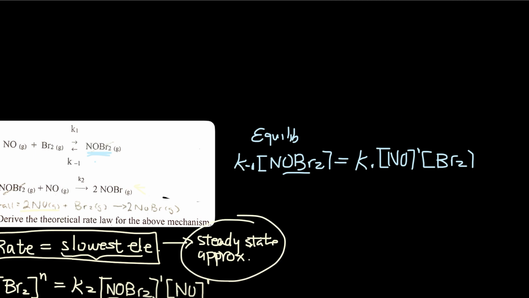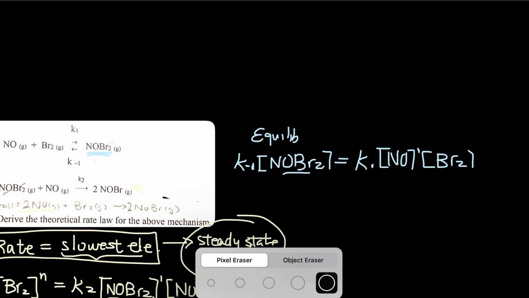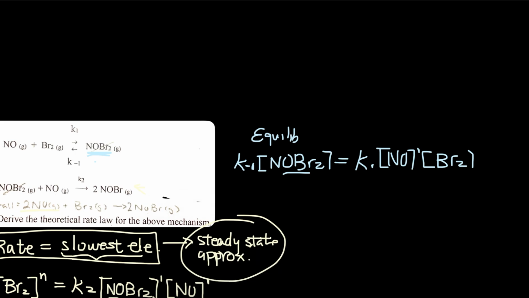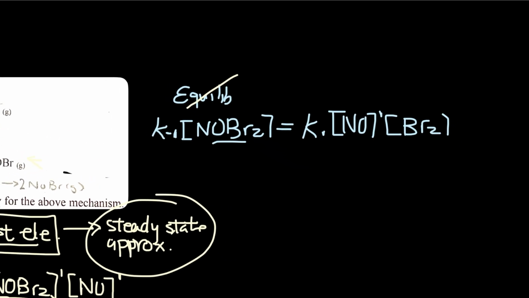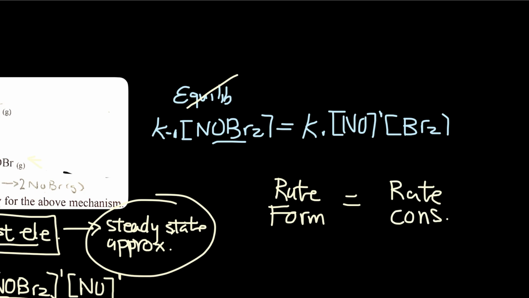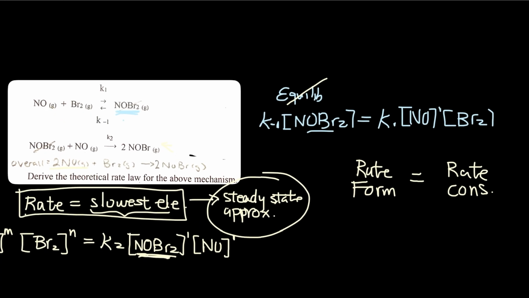We have to complicate it and use a steady state approximation, which tells us that instead of using equilibrium, we're going to not consider equilibrium, but consider the rate of formation of this intermediate to be equivalent to the rate of consumption of this intermediate. So notice how in the first example, if we knew which one was slow and which one was fast, we're only using this first equilibrium to get us the expression.